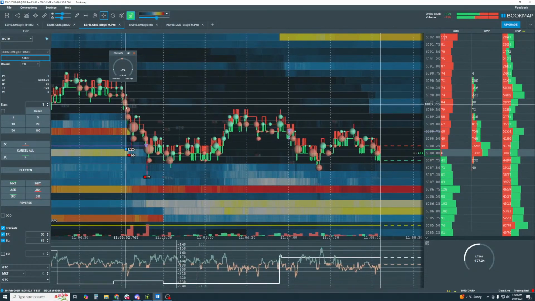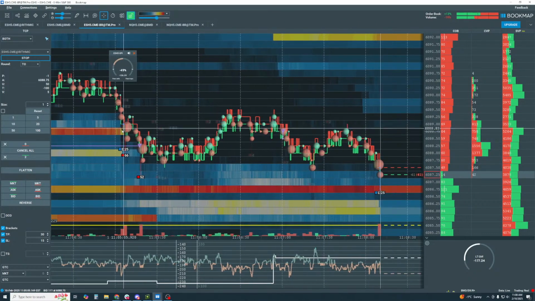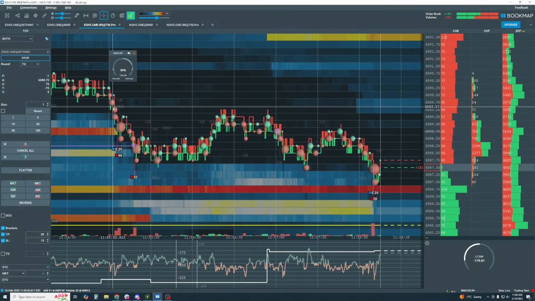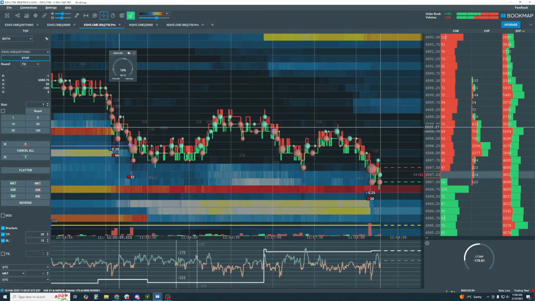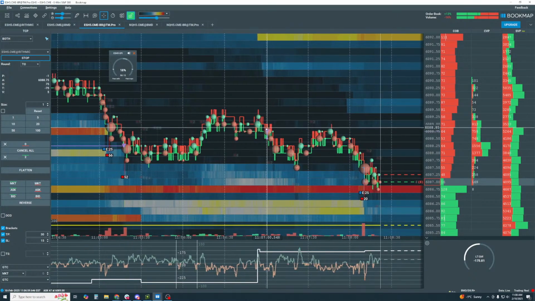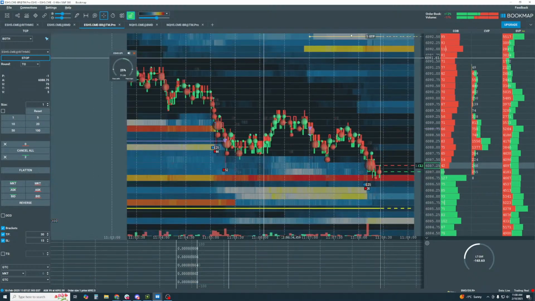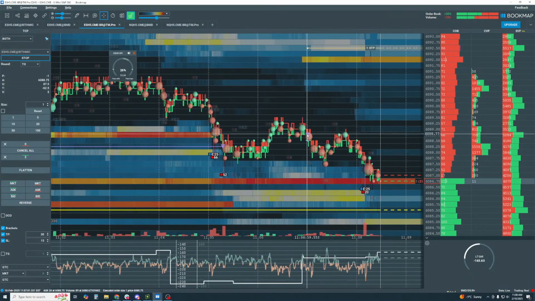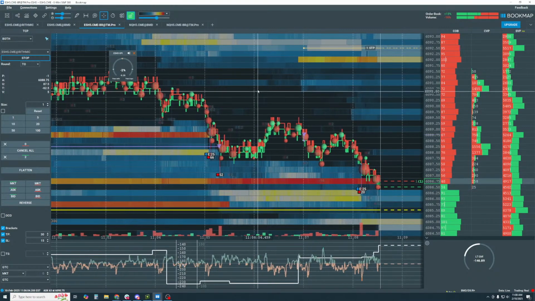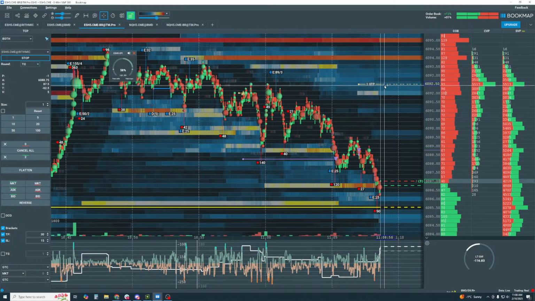Okay, so there's the move down, and you can see that somewhere around in this area is where we're looking for a retest, and then we want to see more selling starting to come in, not buyers, to trade through that area. Okay, so that's our idea here, and then we're looking for the continuation in the trend on the sell side. Okay, makes sense.